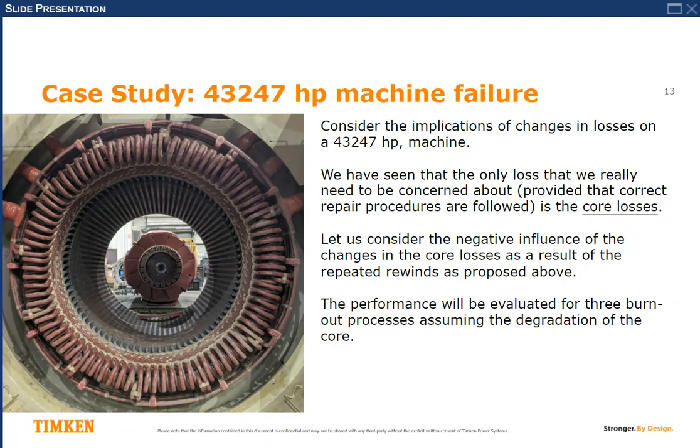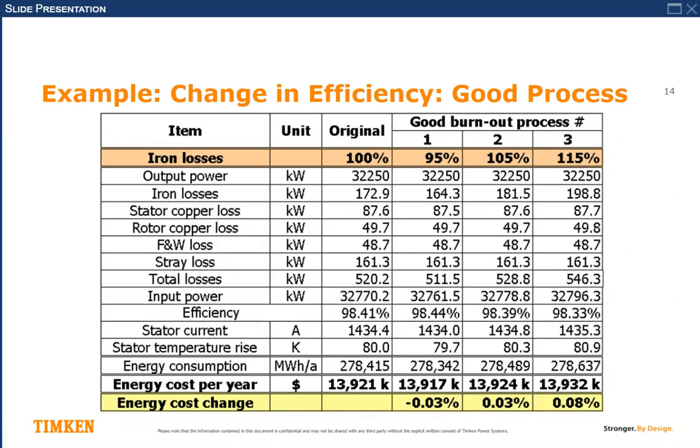Now, what we did on this machine, we burnt out the stator winding under a controlled process. We monitored the losses before the burnout as well as after the burnout. Let's look at what the performance of this machine could have been if we look at 4 scenarios of the burnout process. First one is, let's say, a good burnout process. We've said that the losses decrease 5% after the first burnout, increase 5% above the original for the second burnout, and then 15% after the third burnout. Now we can look at the table.